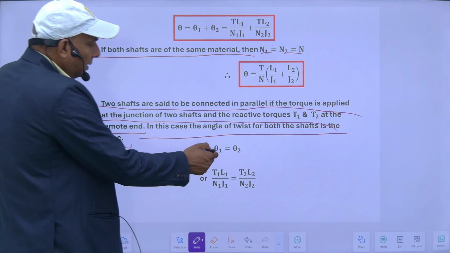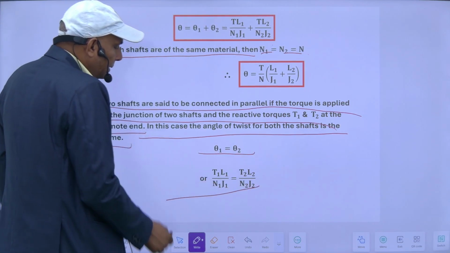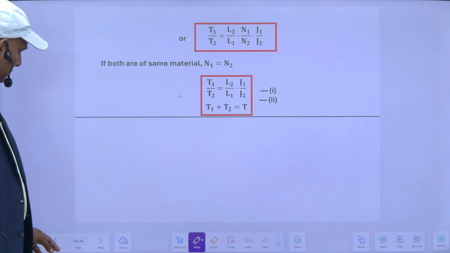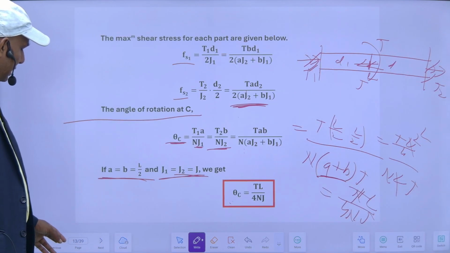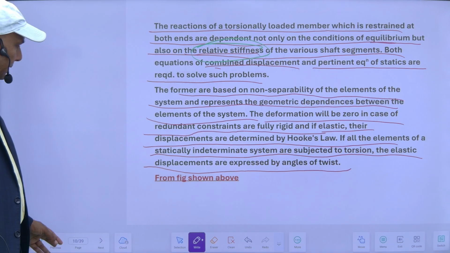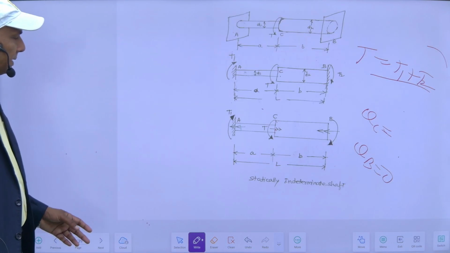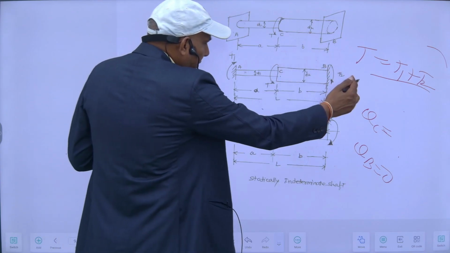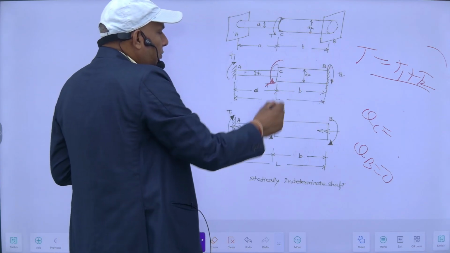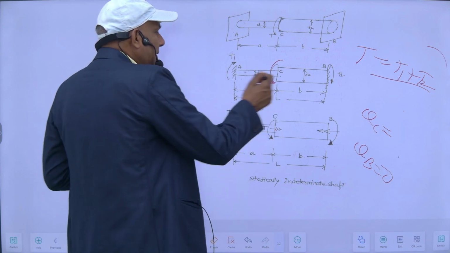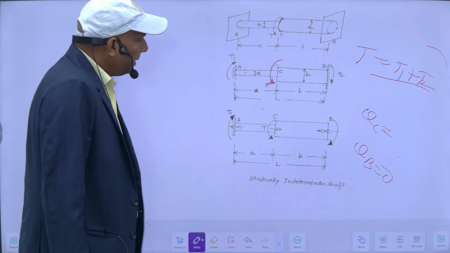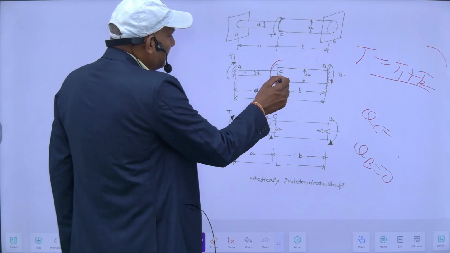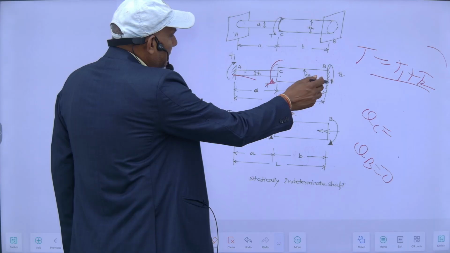So in this case, theta 1 is equal to theta 2. So this is the case which I explained here in my derivations. This is basically a case of shaft in parallel. In this case, both ends are fixed and I have applied a torque here. So this torque will be resisted by this end and this end. So here torque is varying for both the regions, but angle of twist is constant. It is same for AC and for CB portion.